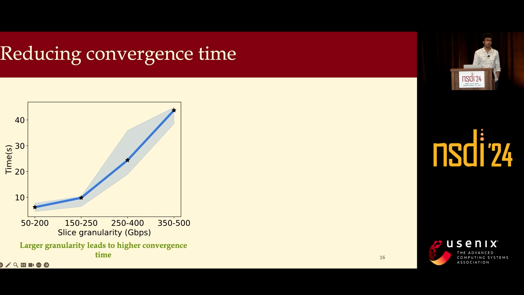In the previous experiments, I was just picking slices with bandwidths between 50 to 200 gigabits per second. We wanted to see what will happen to the performance when we have larger slices. So in this experiment, we increased the granularity from 50 to 200 to 350 to 500, and unsurprisingly, it takes longer to converge because you need to find larger contiguous chunks in the spectrum, right? So how can we reduce this?